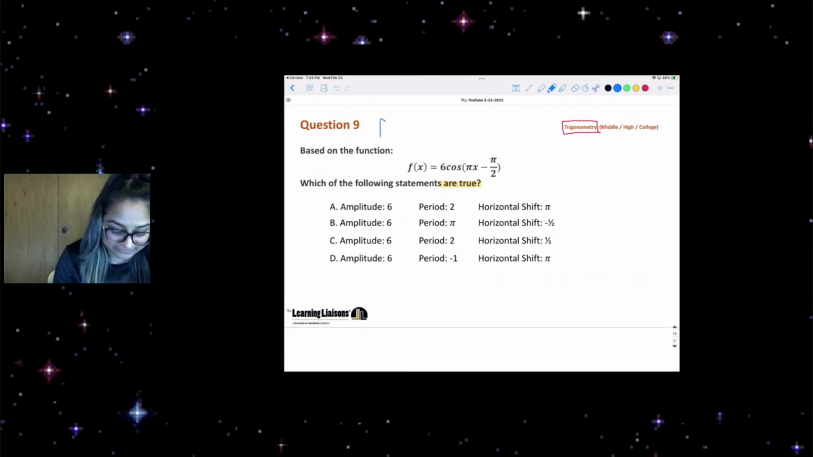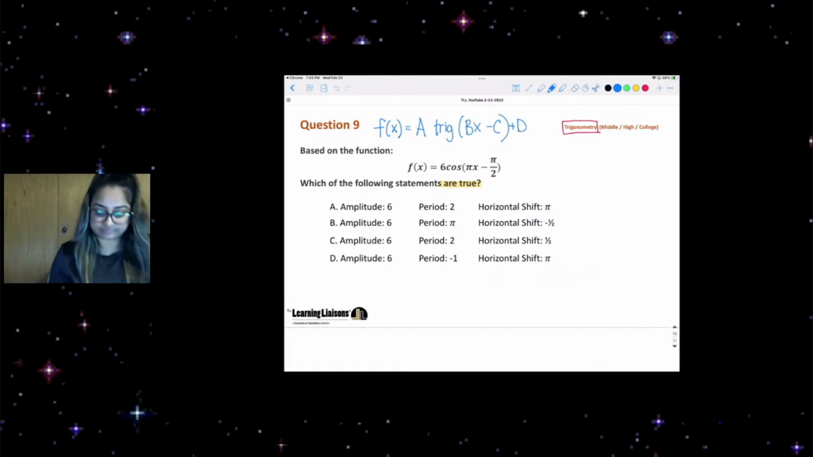So the standard form of a trig function is f of x is equal to a times whatever your trig function is times b of x minus c plus d. Okay, so what does all that stuff mean? Well, let's start with A. A is your amplitude. Your amplitude is how high your wavelengths go, right? Think of amplitude as in your amps, right? You're cranking up your amps, you're cranking down your amps.